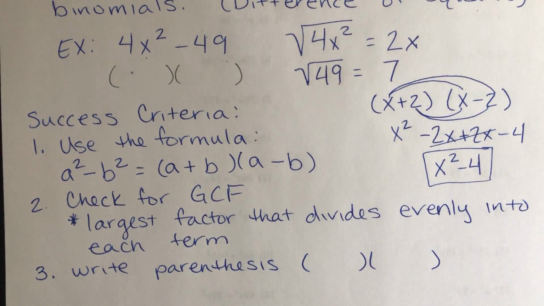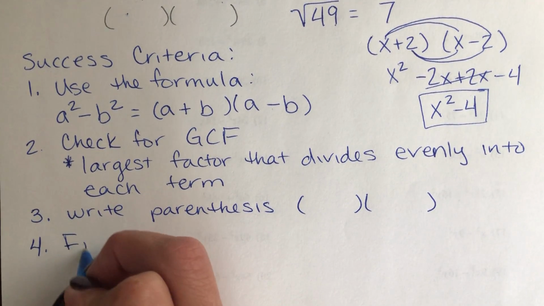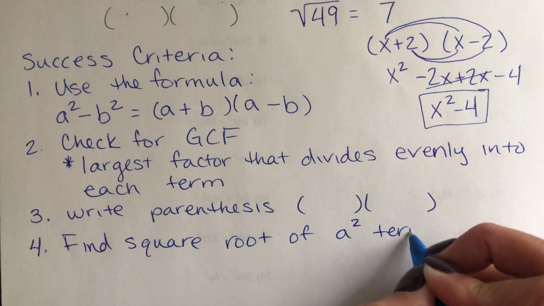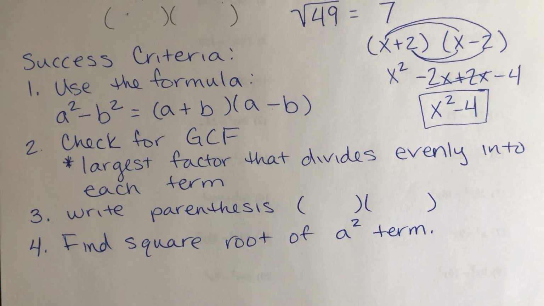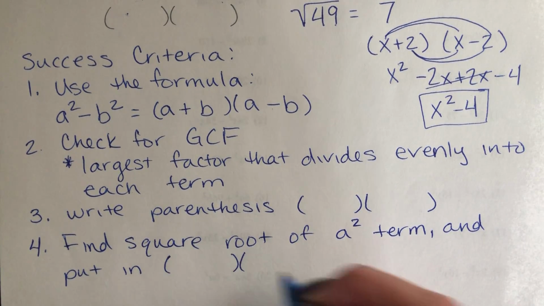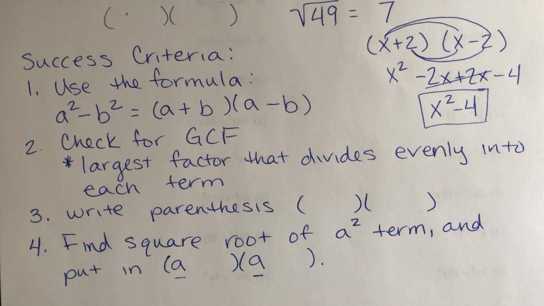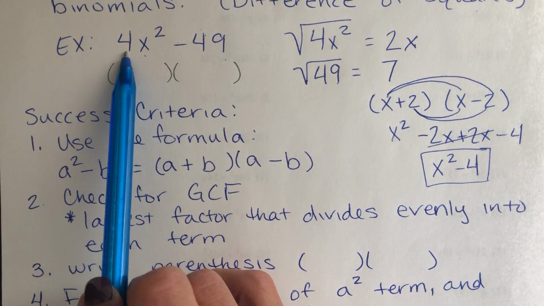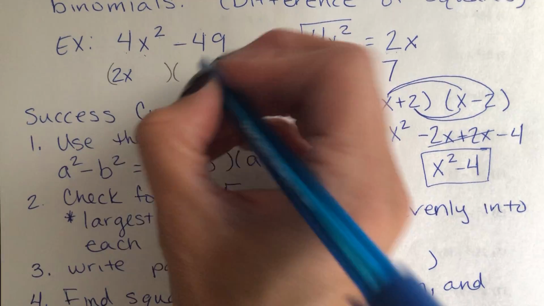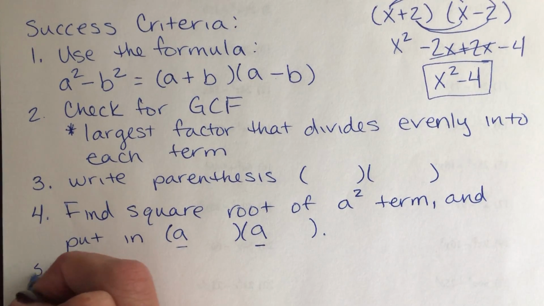All right. Now, step 4, we're going to find the square root of the a squared term, and then we're going to put that in our parentheses. It would go here and here. So let's go back to our problem. We're going to take the square root of 4x squared, and we already worked that out. We said that's 2x. So this 2x is going to go here and here. All right. Next, we're going to put in our signs. Step 5, add your signs.